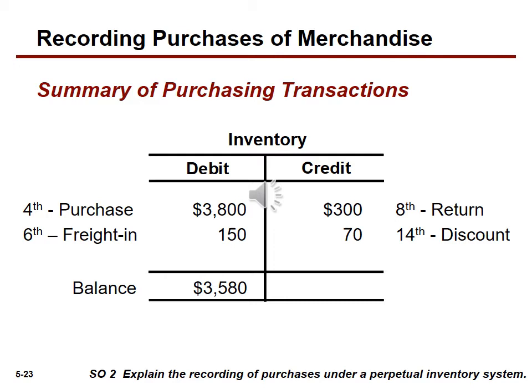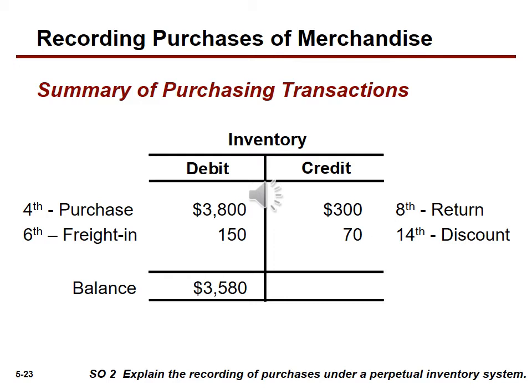Let us go back to all the information that we got in our example and look at how that is going to be reflected on the inventory account or the inventory ledger account. As you can see here, we have the purchase transaction represented on the 4th of the month when we agreed to pay 3,800 for the products we purchased. 2 days later, we also paid for the shipping expenses, so the freight-in cost. We also record that as a debit to the inventory account. The amount here is 150.